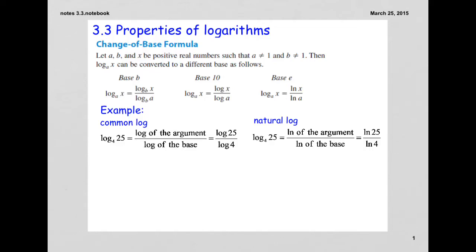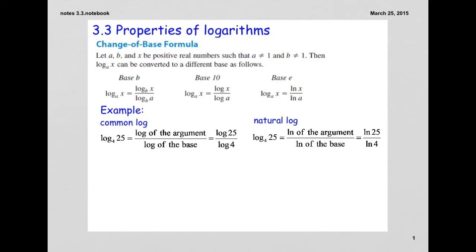Good morning and welcome to Chapter 3, Section 3, Properties of Logarithms. We're first going to start out talking about the change of base formula. So you'll need to copy down that information. After we go over the examples, pause the video and copy the information.